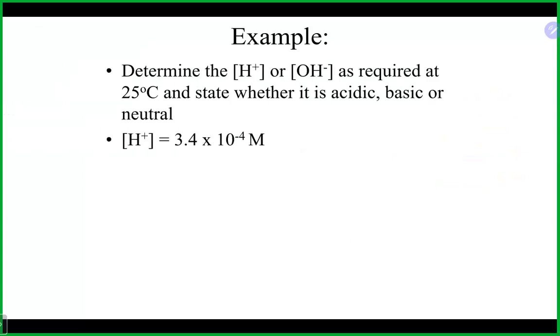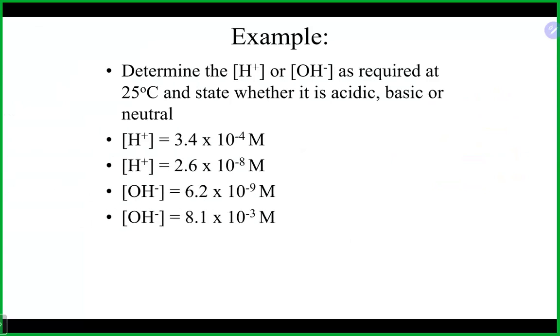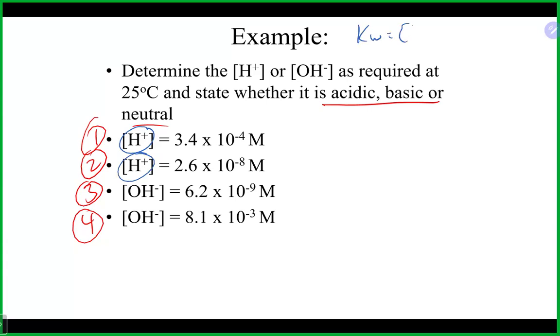All right. So with that being said, let's give some tries here. Each of these are separate problems. For each of these, calculate either the H plus or OH minus concentration, depending on which one's given to you, and then determine are they acidic, basic, or neutral. It is, again, using that Kw, which again is our H plus concentration times our OH minus concentration. Again, it equals 1 times 10 to the minus 14.